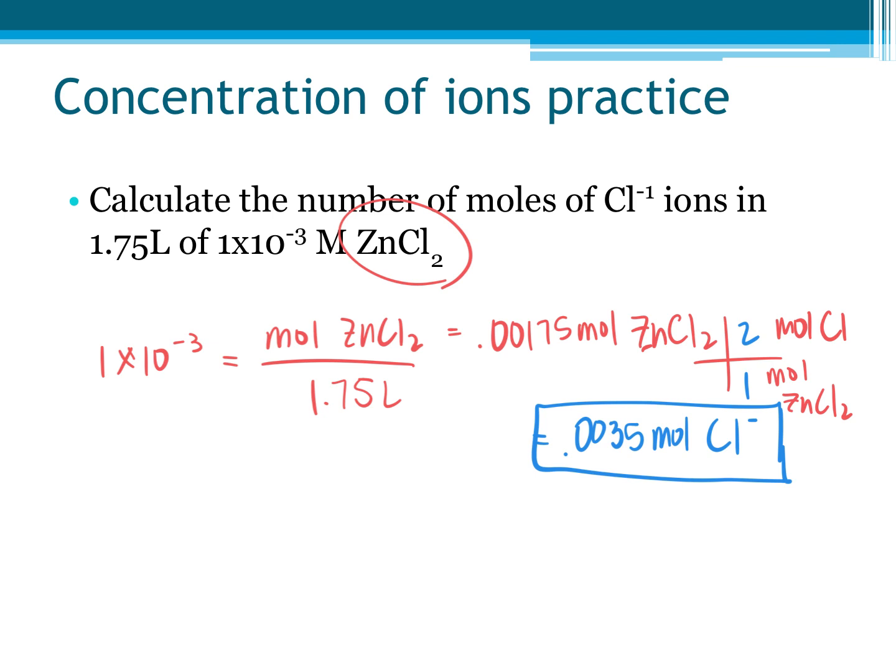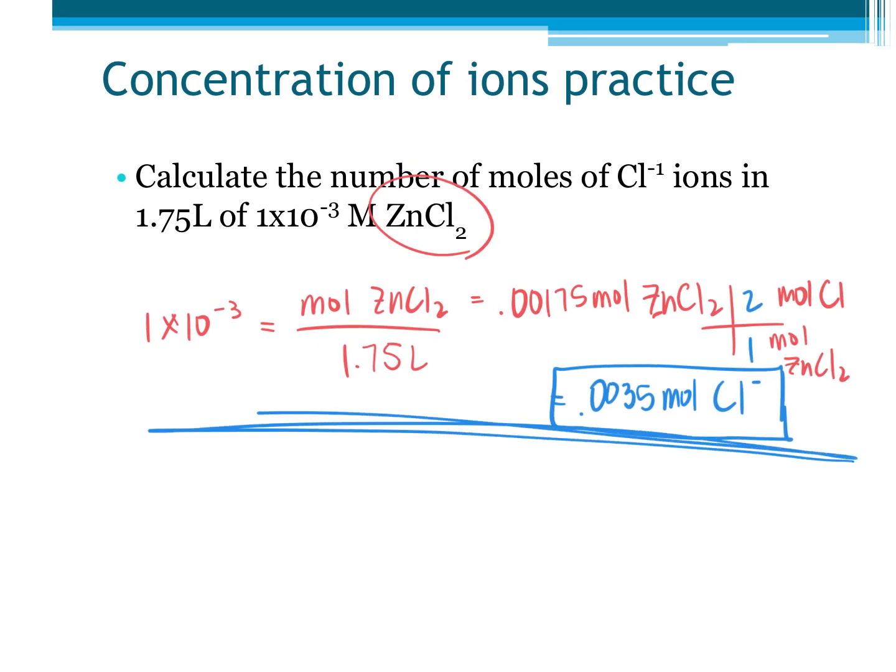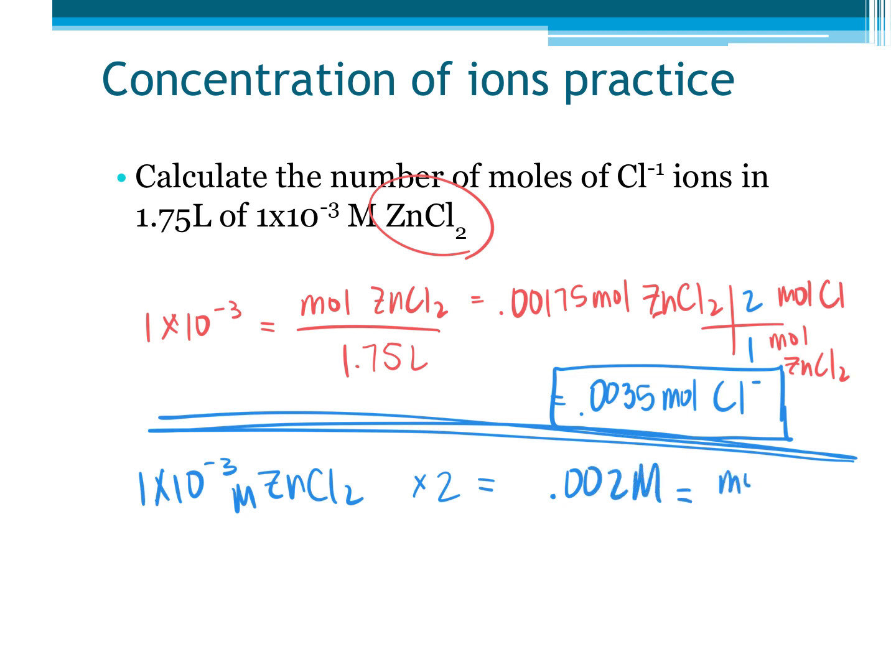Okay, so all I did was find moles of my total, and then I compared that to my ratio. The other way I could have gone about it is by changing my concentration first. 1 times 10 to the negative 3 molar of ZnCl2. We know automatically chloride's concentration is going to be twice that. So that would mean that chloride would have a concentration of 0.002 molar equals moles of chloride over 1.75 liters. So I can do the same thing, just really in a different order.